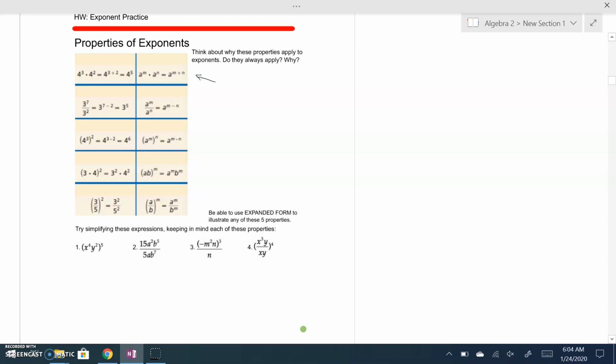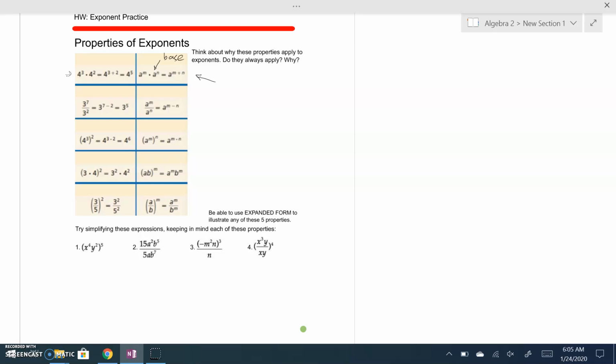So in the first one, it says if you've got two exponents that you're multiplying together and the base is the same, so a right here is the base. If you've got the same base, when you multiply them together, you can add the exponents. So the example we give over here is 4 cubed times 4 squared is just 4 raised to the 3 plus 2, so 4 to the 5th.